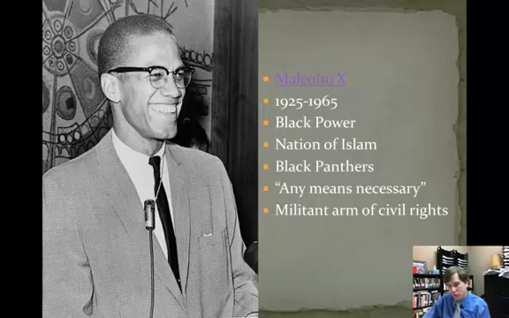Now, there was another wing of the civil rights movement that was more militant, and that would be people like Malcolm X, the Black Power movement. X was part of what was called the Nation of Islam. It's still around, and they were much more ardent in their approach, their militant approach to the civil rights issue. In fact, they said they would use any means necessary to get equal rights. And so you had the Black Panthers, who were kind of a paramilitary arm of this Black Power movement.